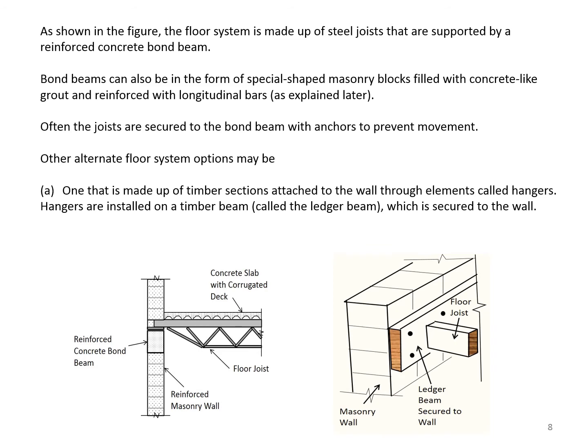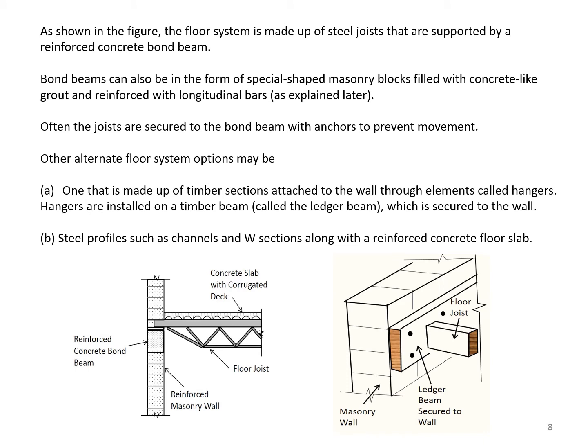Other alternate floor system options may be A. One that is made up of timber sections attached to the wall through elements called hangers. Hangers are installed on a timber beam called the ledger beam, which is secured to the wall. In the figure to the lower right, you notice the ledger beam is secured to the wall, providing a support for floor joist. B. Steel profiles such as channels and W sections along with a reinforced concrete floor slab.